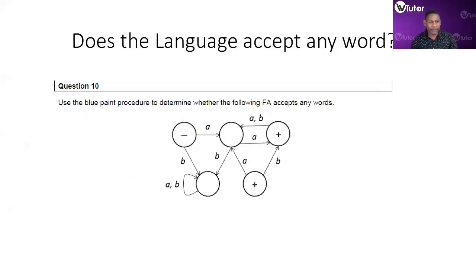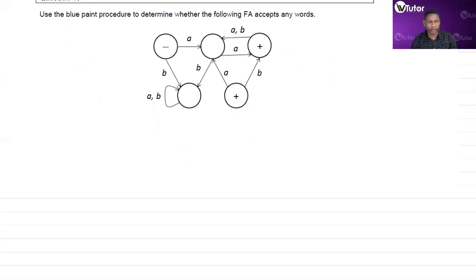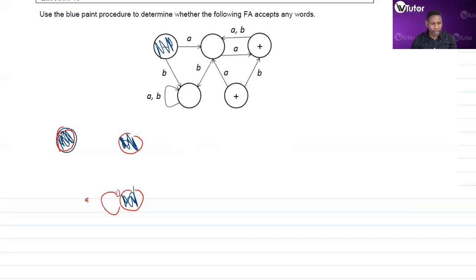Now let's test: does this finite automata accept any word? We start by painting the initial state blue. Then we follow the outgoing transitions, so we're going to have these states painted blue and the transitions leading to them deleted. So this one is still going to be a or b.